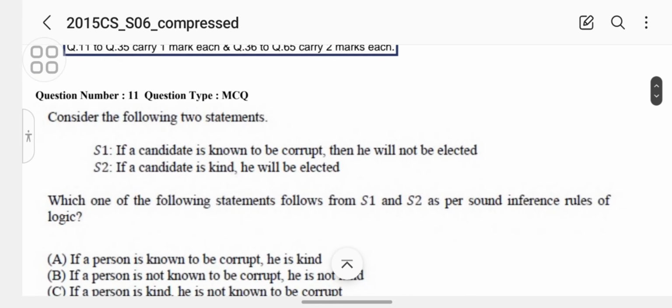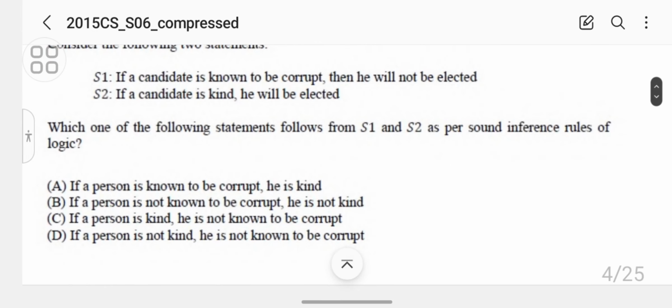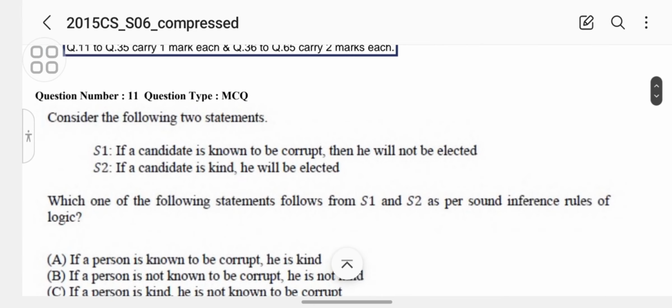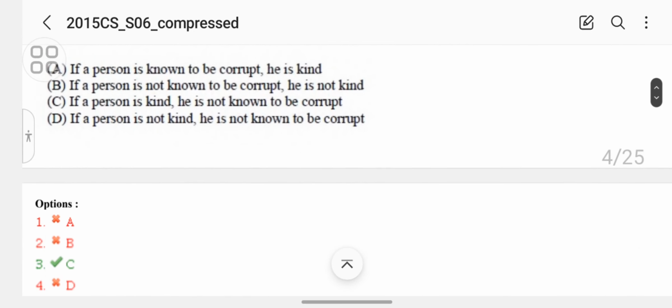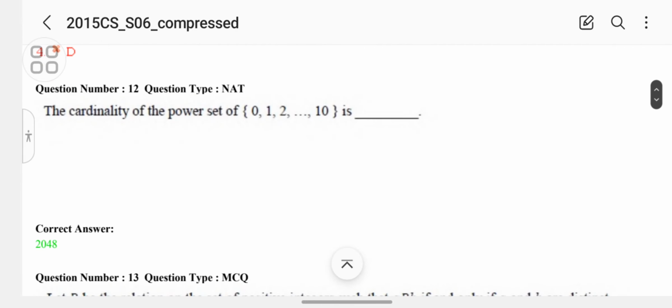Now question number 11 is consider the two following statements. S1: If a candidate is known to be corrupt, then he will not be elected. S2: If a candidate is kind, he will be elected. Which one of the following statements follows from S1 and S2 as per sound inference rules of logic? So for 11, our answer will be C, that is, if a person is kind, he is not known to be corrupt, right?